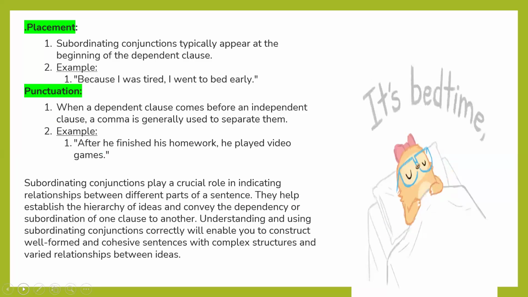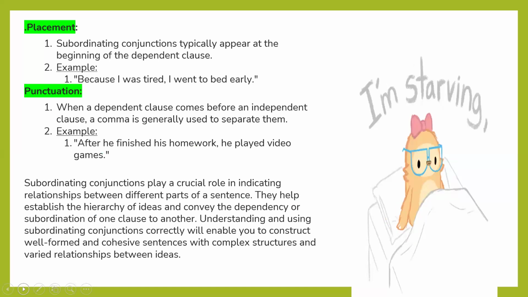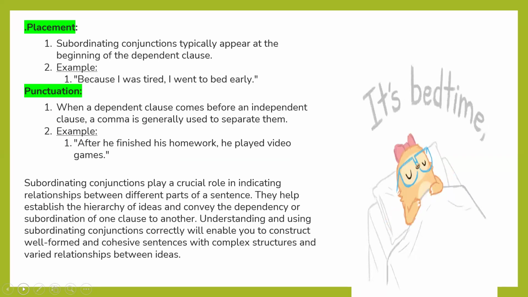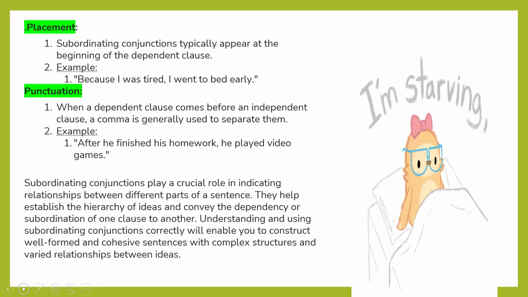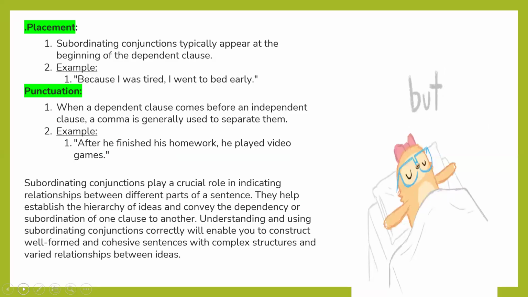So we have used it at the beginning of the sentence. A subordinating conjunction is used at the beginning of the sentence. So after he finished his homework, we have to use a comma. Then he played video games. He played video games is the main clause. This is the rule of using a comma.